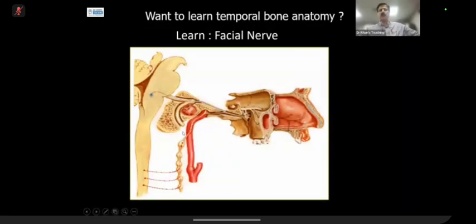This is known as the mastoid portion. So I repeat, this is the labyrinthine portion, the geniculate ganglion or the anterior genu, the tympanic portion, and then the mastoid portion or the descending portion. You can imagine that the parotid gland will be sitting here. It will pass into the parotid gland, and then it will divide into terminal branches.